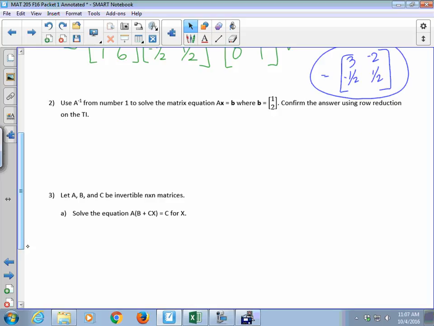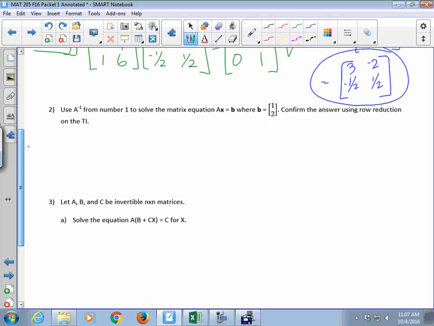Okay, once you have an inverse matrix, the reason we like inverse matrices is that it's going to give us another way to solve matrix equations. So far, everything we've done that involves solving a system has been augment and row reduce. So we actually have another way now. So I'm going to use the inverse we just found, this 3, negative 2, negative half, a half, to solve the equation AX equals B.